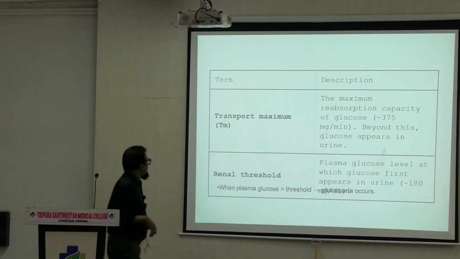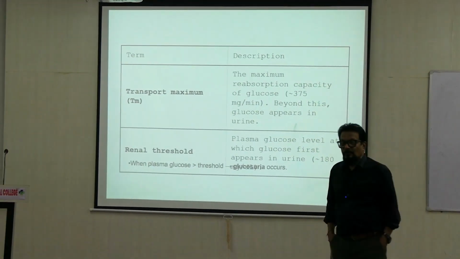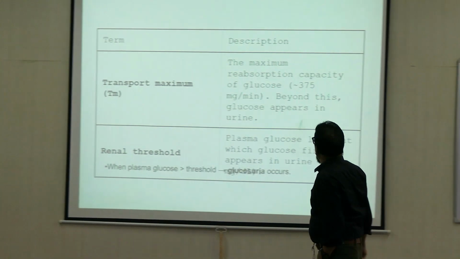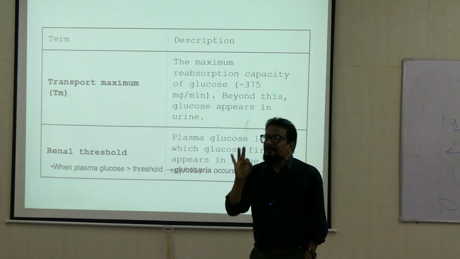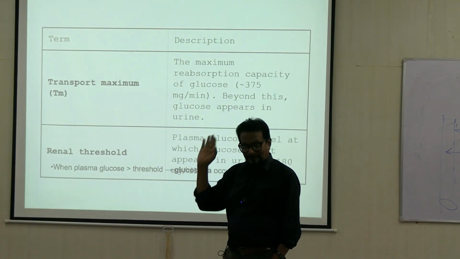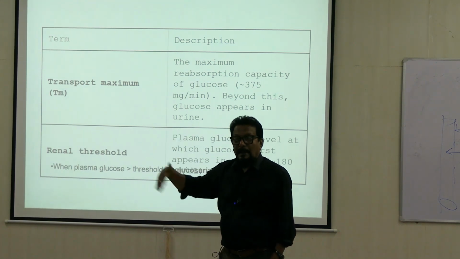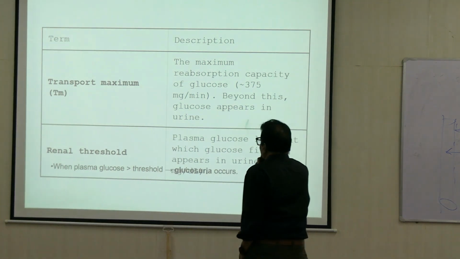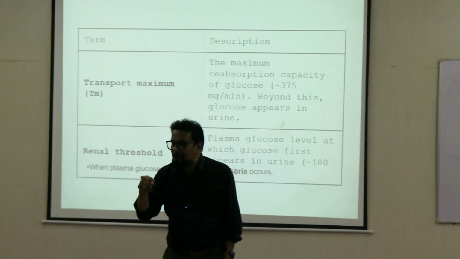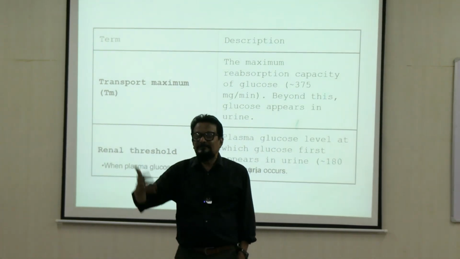Now, transport makes sense. These two concepts must be clear to you: one is renal threshold and one is transport maximum. What is transport maximum? The maximum reabsorption capacity of glucose is 375 milligram per minute. Not per ml, it is the transport rate, per minute. Whereas renal threshold is the plasma glucose level. What is the unit? Milligram per 100 ml. Both of these are different.